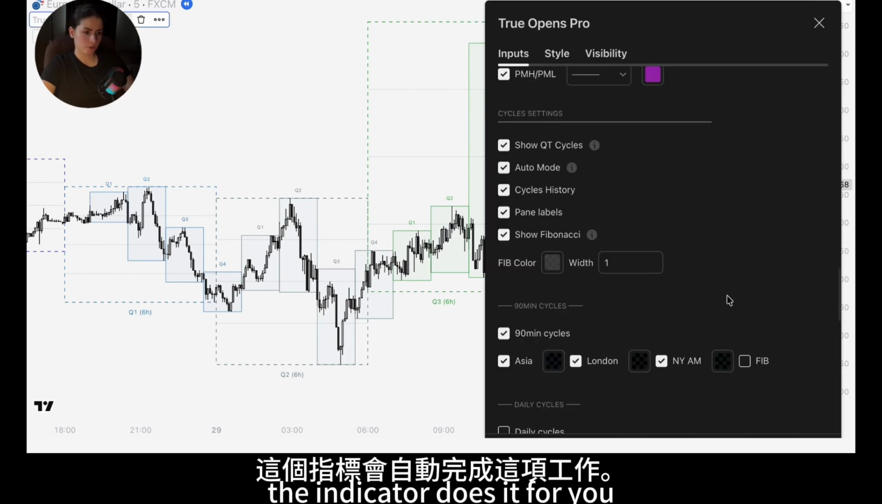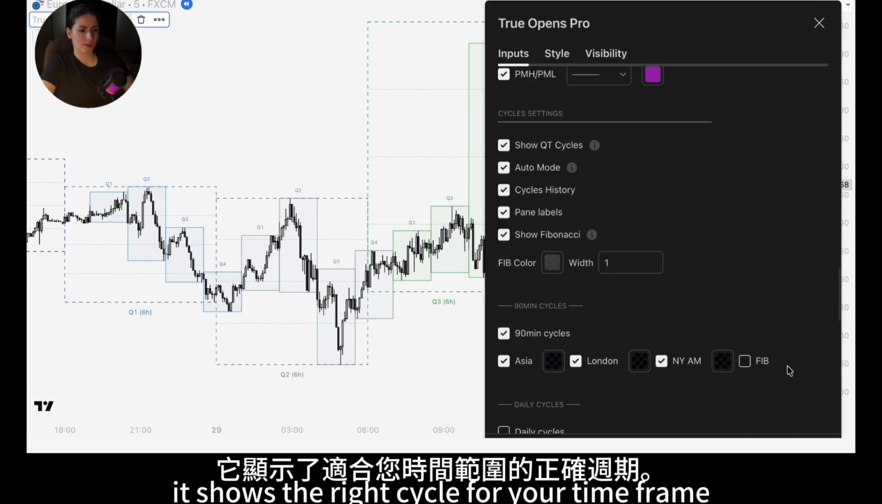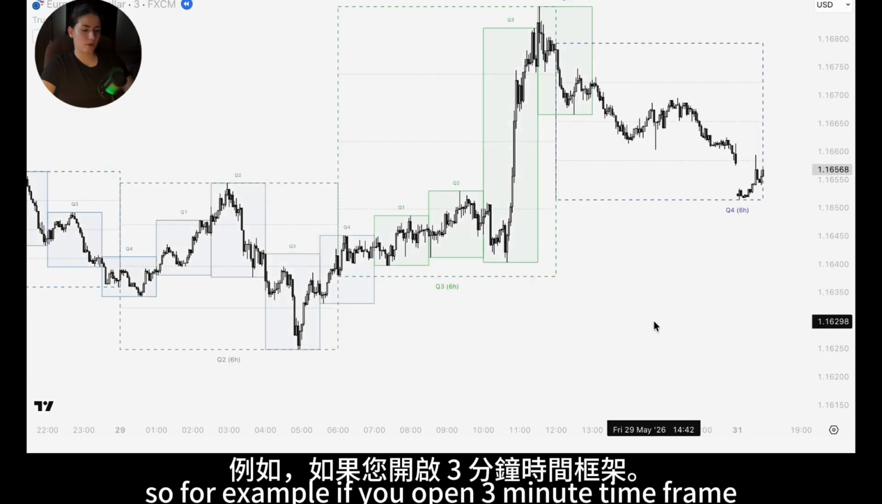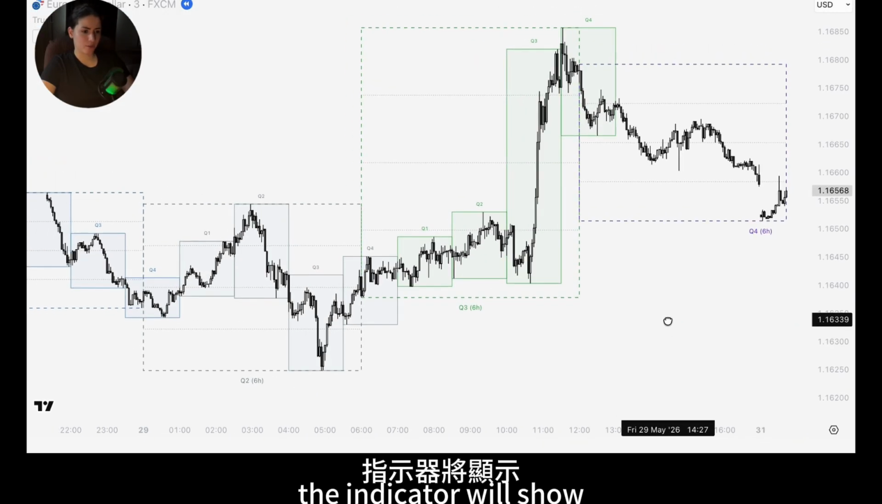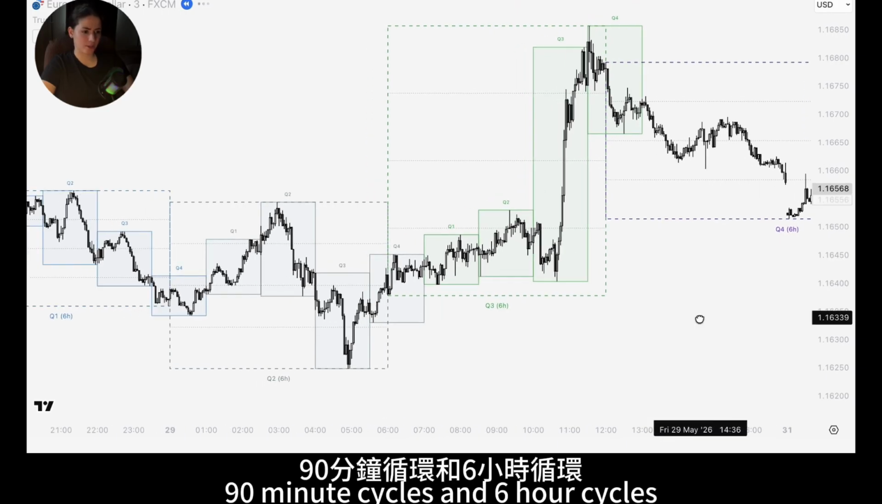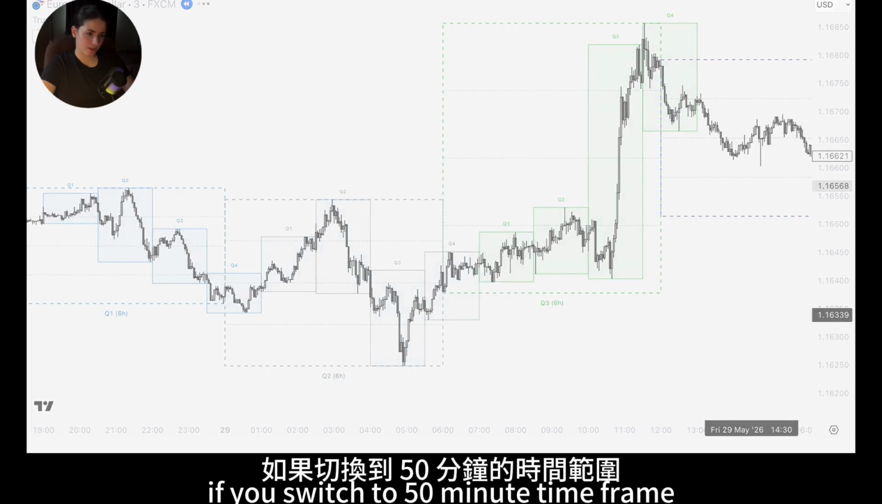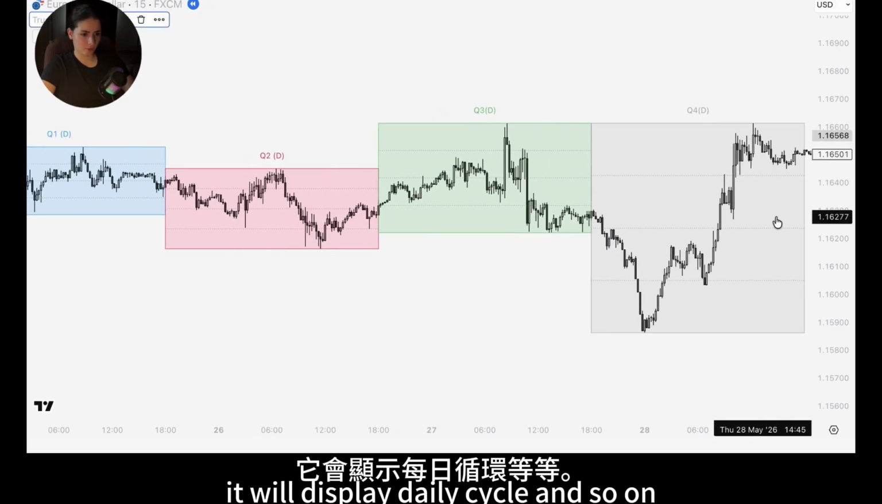The indicator does it for you. In auto mode it shows the right cycle for your time frame. So for example, if you open a 3-minute time frame, the indicator will show 90-minute cycles and 6 hour cycles. If you switch to the 50-minute time frame, it will display the daily cycle and so on.